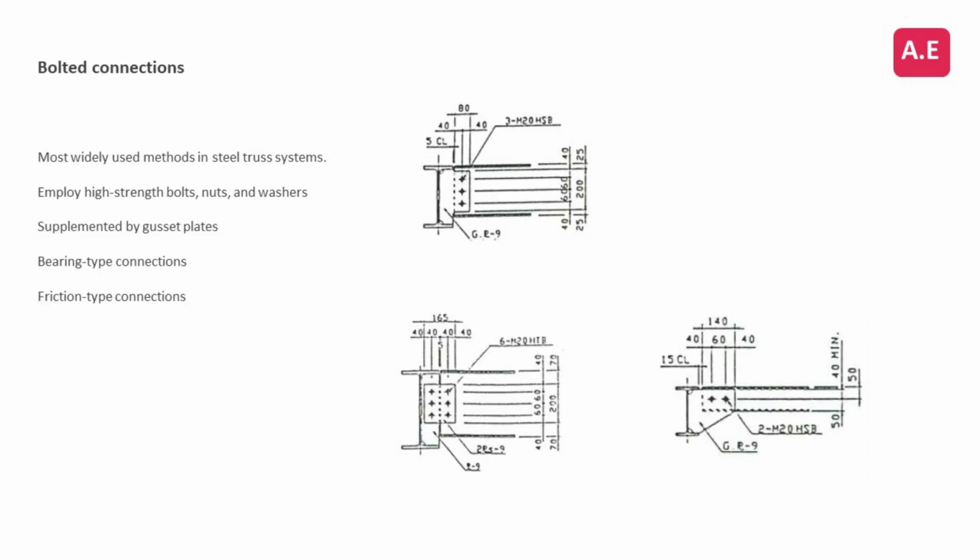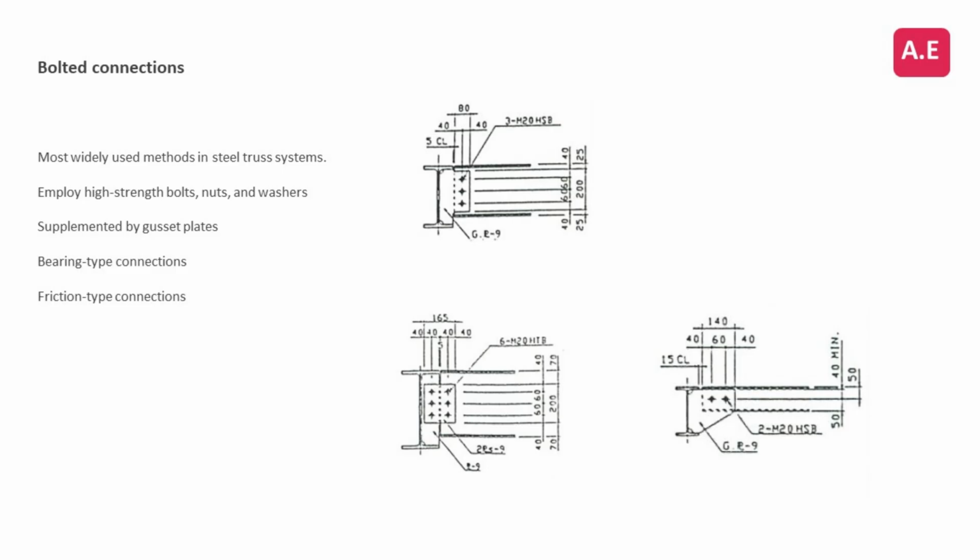Bolted connections are among the most widely used methods in steel truss systems. These joints employ high-strength bolts, nuts, and washers to fasten members, often supplemented by gusset plates, flat steel components that distribute loads across multiple truss elements. Bolted joints are categorized into bearing-type connections, which rely on the shear strength of the bolt shank, and friction-type connections, where pre-tensioned bolts generate clamping force to resist slippage.